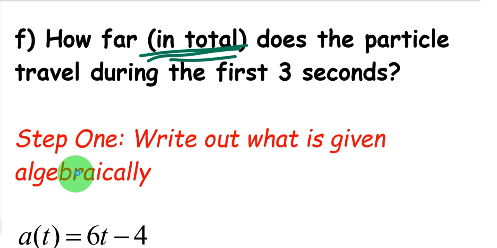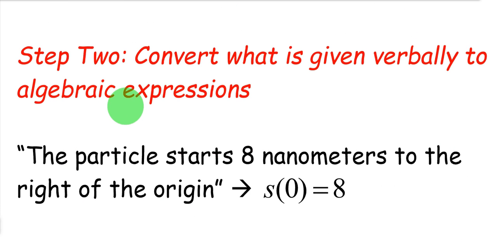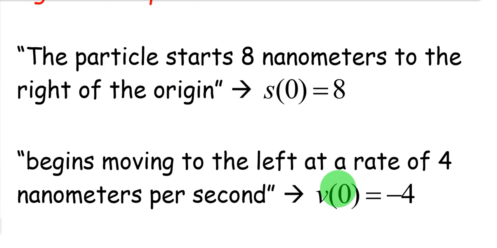So first of all, we want to write out what we're given, the acceleration equation. Next, we're going to convert words to variables. So for step 2, convert what is given verbally to algebraic expressions. It says the particle starts 8 nanometers to the right of the origin, so S of 0 equals 8. It says it begins moving to the left at a rate of 4 nanometers per second, so V of 0 equals negative 4. Its initial velocity.